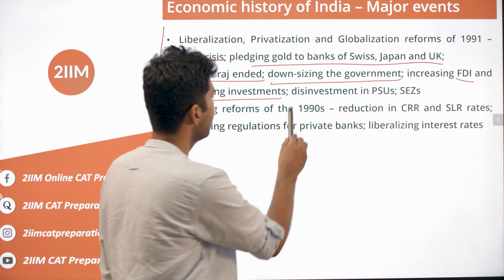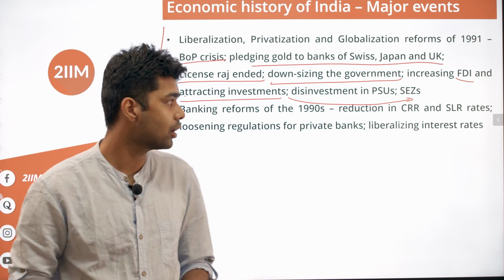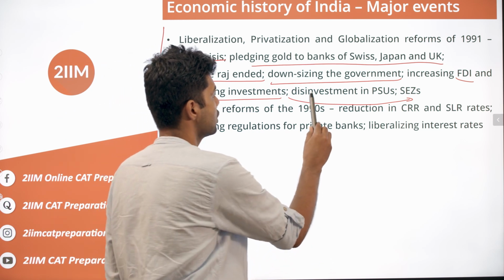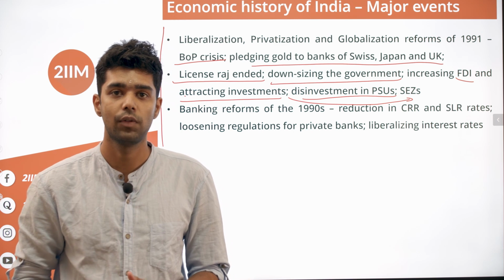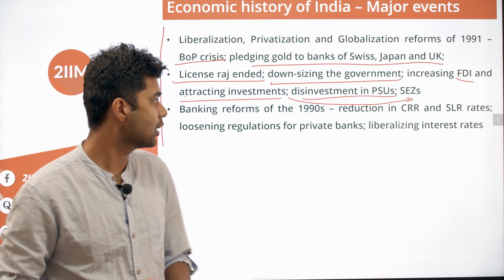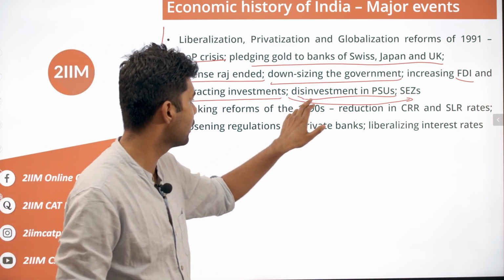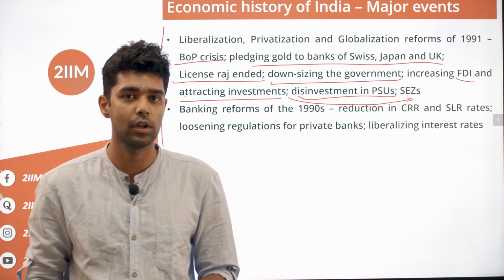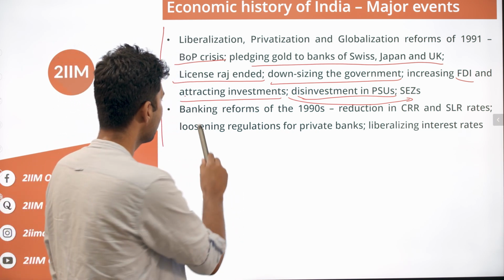To attract investments, we had the concept of special economic zones. Special economic zones were started in China about 1 decade earlier. So we started after the 1990s. We also had this concept of disinvestment in PSUs because the government recognized that there are so many public sector units which are not really efficient and which are not profitable. So it wanted to give some stake of the public sector unit to private entities. So that was about disinvestment. Disinvestment, by the way, is happening even now. The government has a lot of stake even now in so many public sector units, and they want to actively get out of that. So banking reforms also happened.